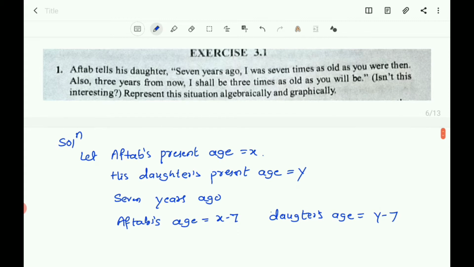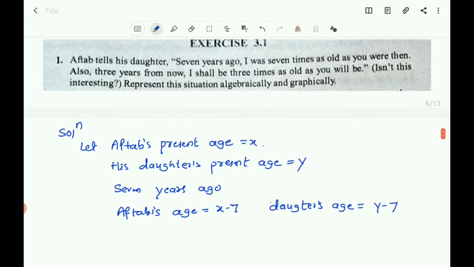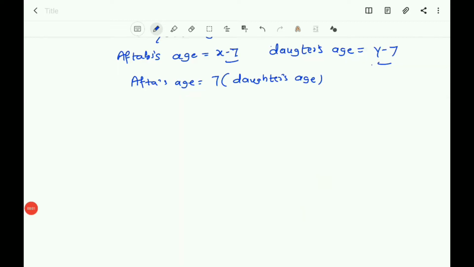And here the relation between the ages 7 years ago is given. I was 7 times as old as you were then. Here father's age, or Aftab's age, equals 7 times daughter's age. Then it is x minus 7 equals 7 into y minus 7. So it is x minus 7 equals 7y minus 49, since 7 into y is 7y and 7 into 7 is 49.